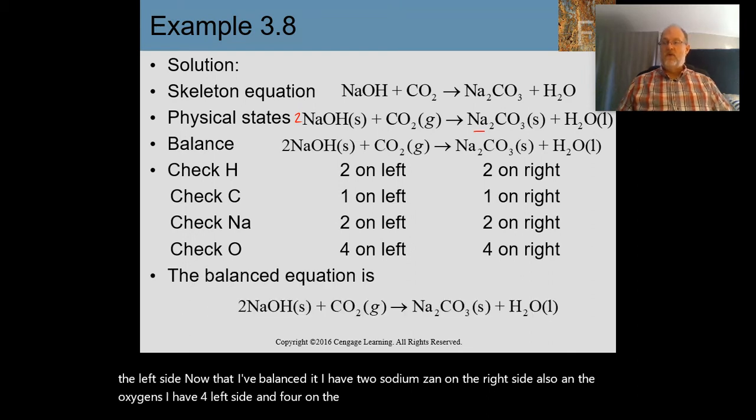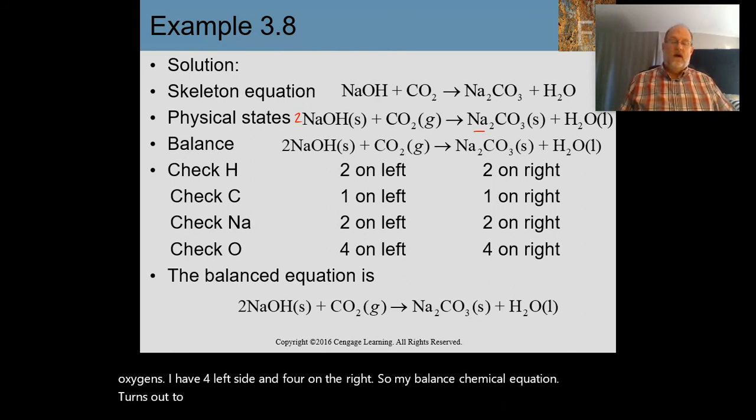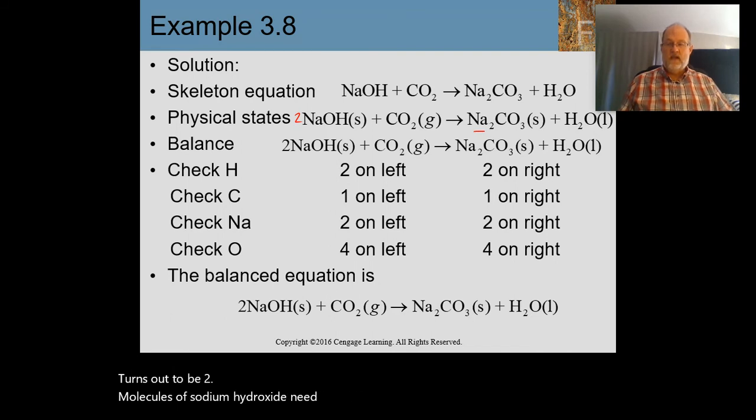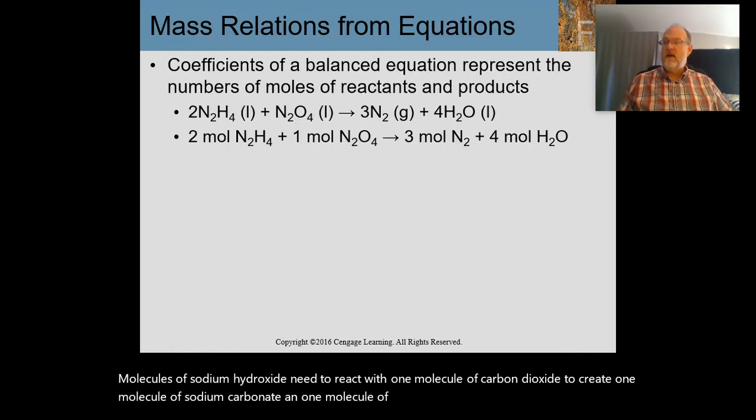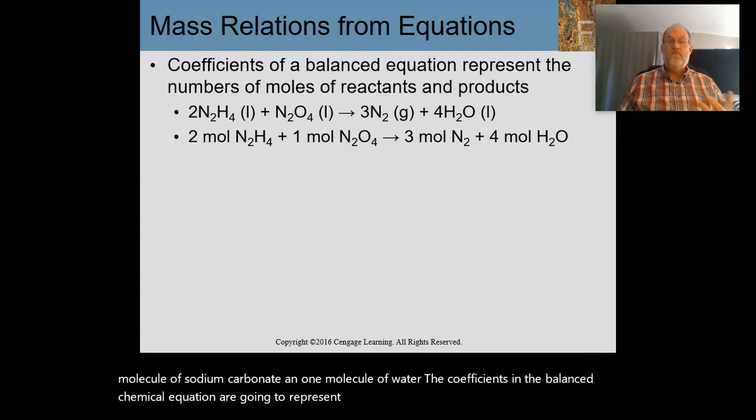So my balanced chemical equation turns out to be 2 molecules of sodium hydroxide need to react with 1 molecule of carbon dioxide to create 1 molecule of sodium carbonate and 1 molecule of water. The coefficients in the balanced chemical equation are going to represent the moles.